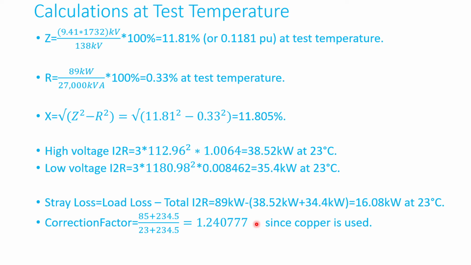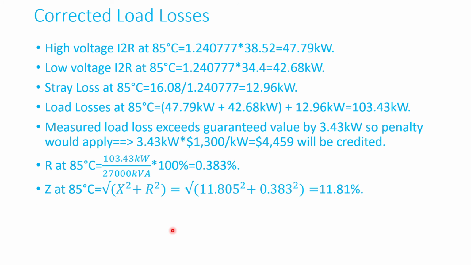If the high voltage had copper, low voltage had aluminum, then you have to calculate another correction factor for aluminum. And instead of using 234.5, you're going to use 225 here and here. So now let's calculate the corrected load losses. So the high voltage I squared R now at 85, so the correction factor times the I squared R at the test temperature. So you can see it went up from 38.52 to 47.79 kilowatts. I do the same thing for low voltage. I get 42.68 kilowatts.